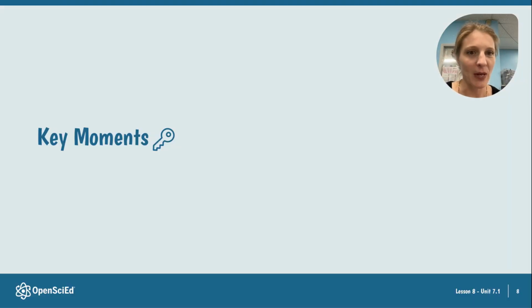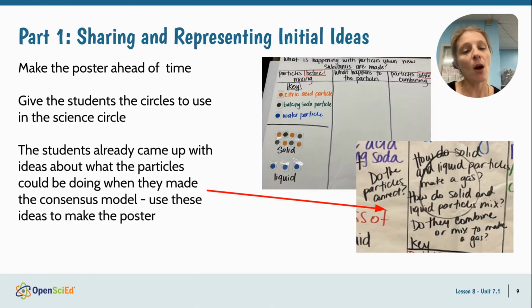Let's take a look at some key moments. In part 1, we start in a science circle, and we have this poster already made. So take a look at the slide, and you'll see that there's this poster that's already made. And we're going to actually give the students these circles in the science circle. So there's orange circles, green circles, and blue circles, which represent particles of baking soda, citric acid, and water.